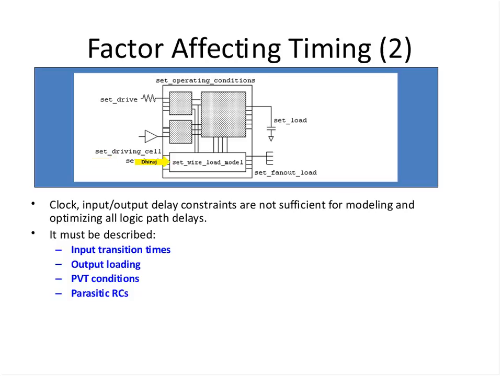Again, at the output, you either set load, or you can also set fan out load if you know what kind of fan out it is going to drive. Set load is a capacitance number. Set fan out load is simply a number of how many fan outs it will drive.